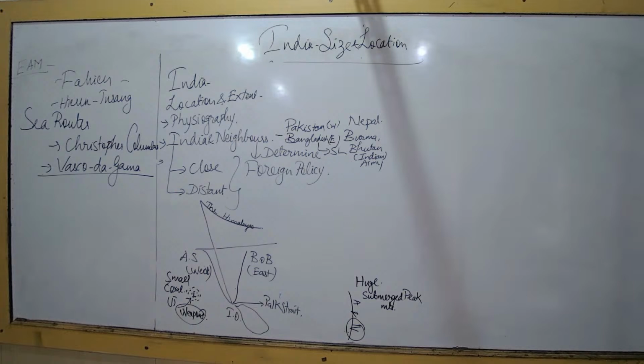Latitudinal extent is 37 degrees 6 minutes north and 8 degrees 4 minutes north, and the longitudinal extent is 68 degrees 7 minutes east.